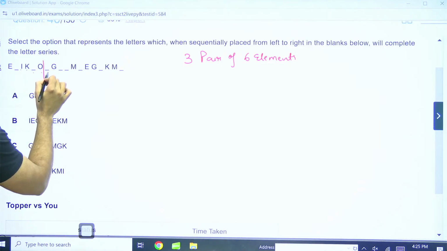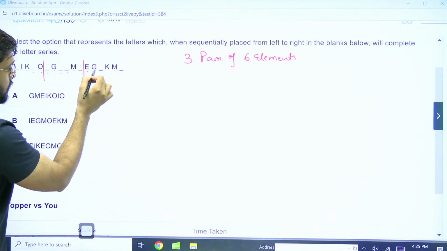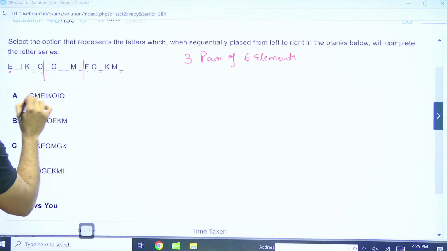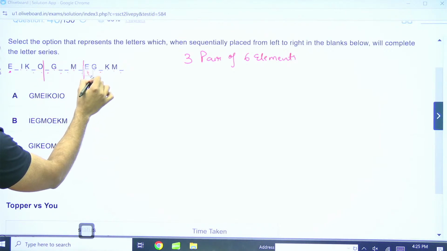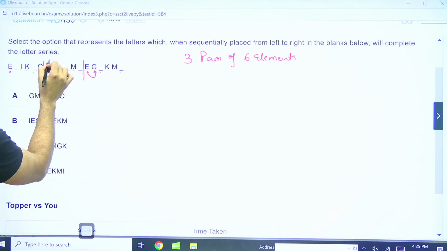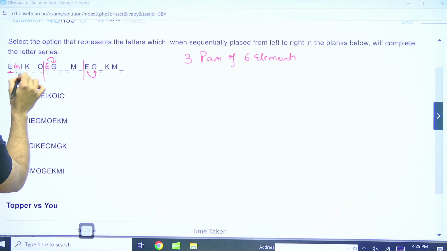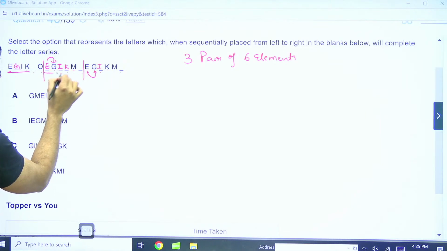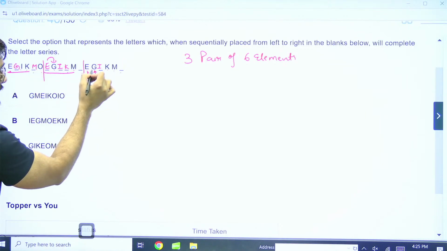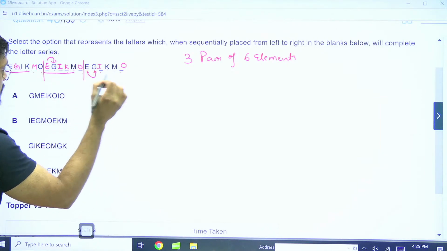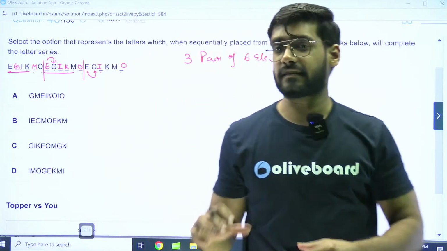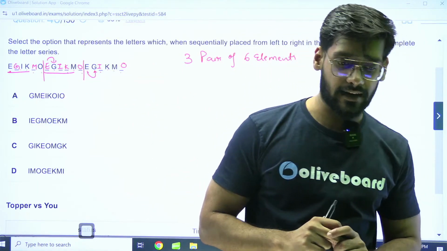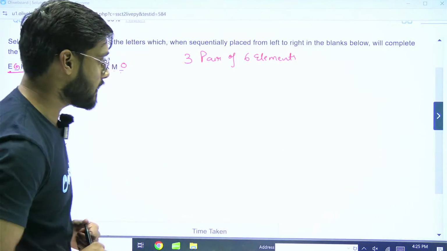1, 2, 3, 4, 5, 6, like this. Now what can we get? The first element is missing, the first element is E, and the second is G. So let's make it EG, then EGIK, EGIKM, EGIKMO. The repeated pattern of this series is EGIKMO, EGIKMO, and EGIKMO. This is what we are getting. So what should be the right answer?